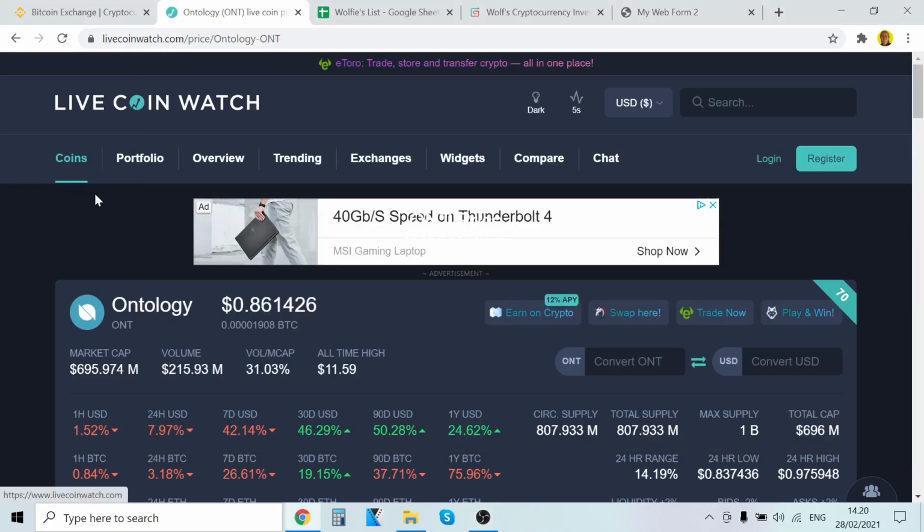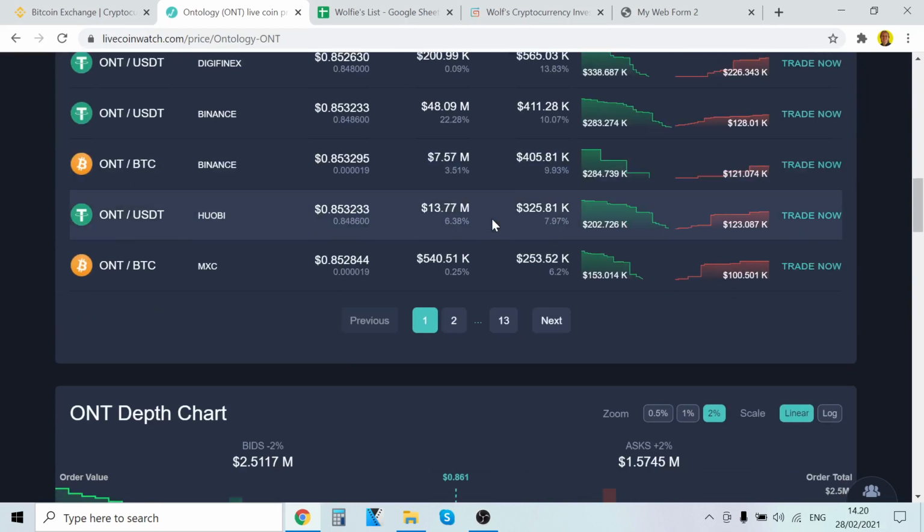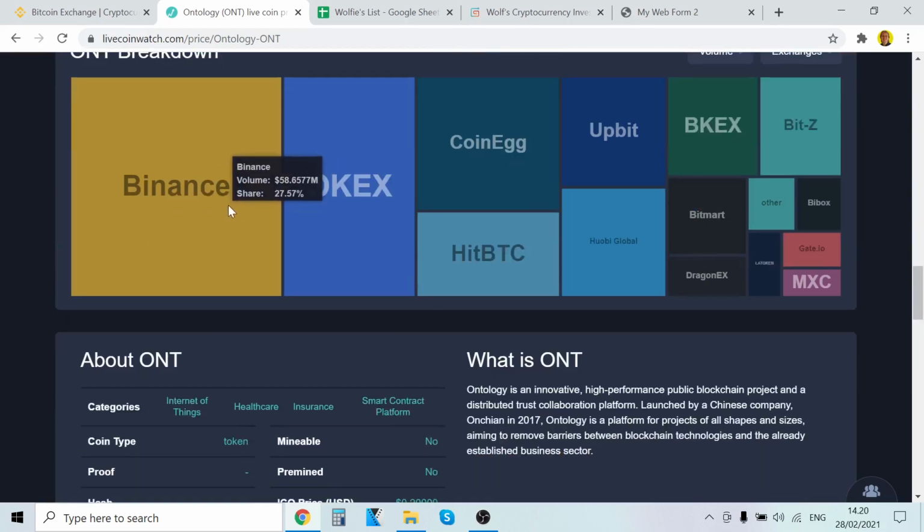So in this video, you will learn step by step how to buy Ontology (ONT). Okay, so this is a very beginner friendly guide. We're going to go step by step, a very easy way to get started. Okay, so we're going to use Binance to buy Ontology.